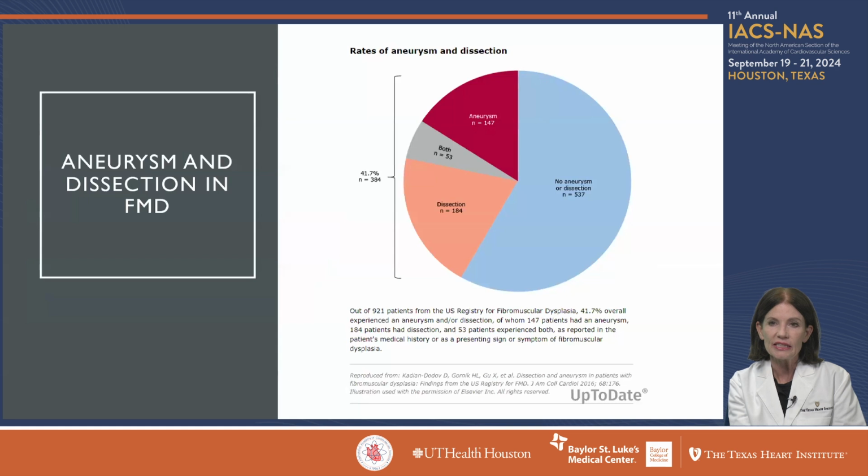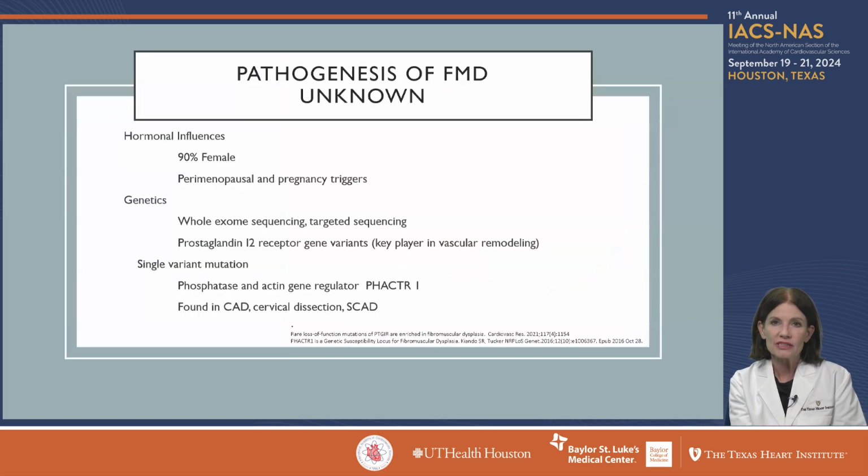So here you can see in a registry of 921 patients in the U.S. registry for fibromuscular dysplasia, about 42% of these patients that have been referred into this national registry have experienced an aneurysm and or a dissection. About 58% of patients have no dissection and no aneurysm and have just been found to have FMD and have been enrolled in this registry. The pathogenesis of FMD is really quite unknown.